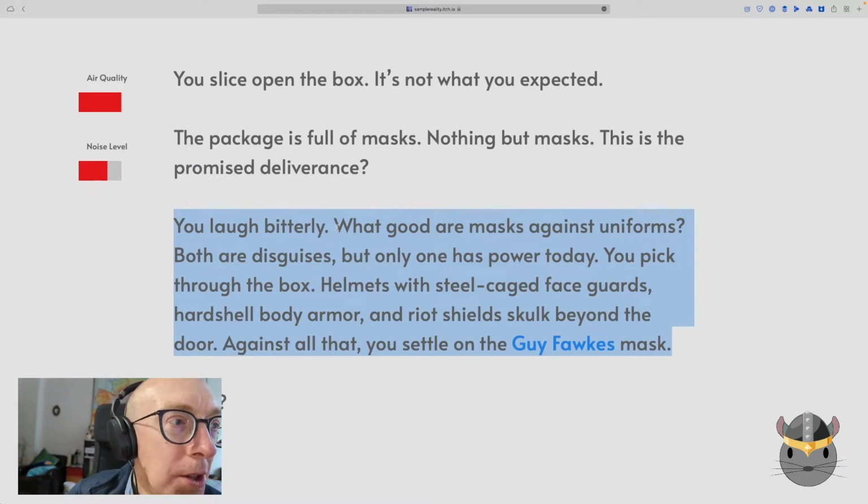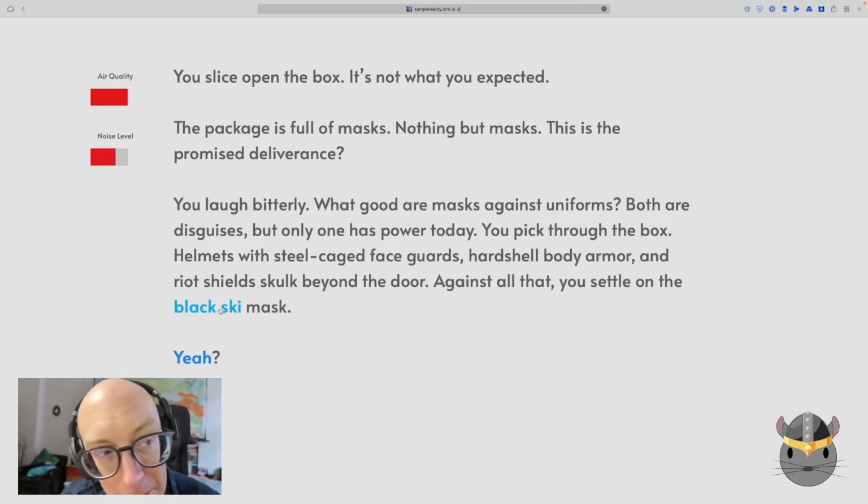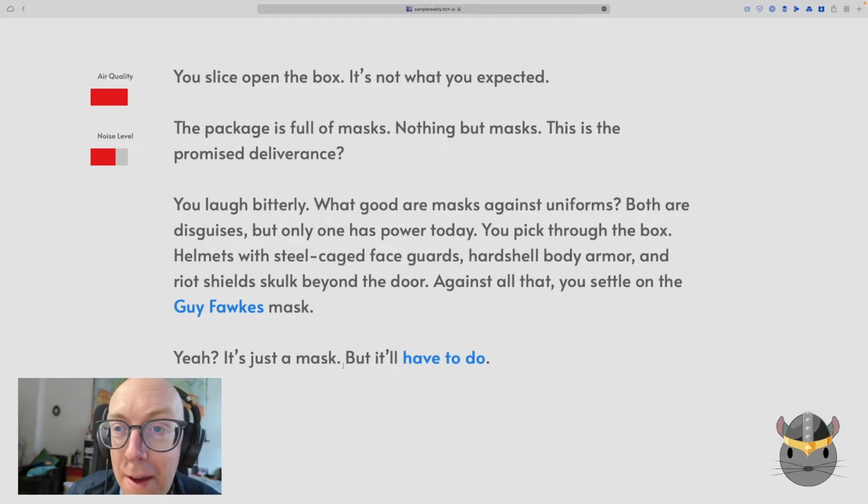You laugh bitterly. What good are masks against uniforms? Both are disguises, but only one has power today. You pick through the box. Helmets with steel-caged face guards, hard-shell body armor, and riot shields skulk beyond the door. Against all that, you settle on the Guy Fawkes mask. A black ski mask. I wanted the Guy Fawkes mask. A dazzle camo mask. I don't know what that is. Blue surgical. Gas mask. Seems more useful. Guy Fawkes. Yeah. It's just a mask, but it'll have to do.